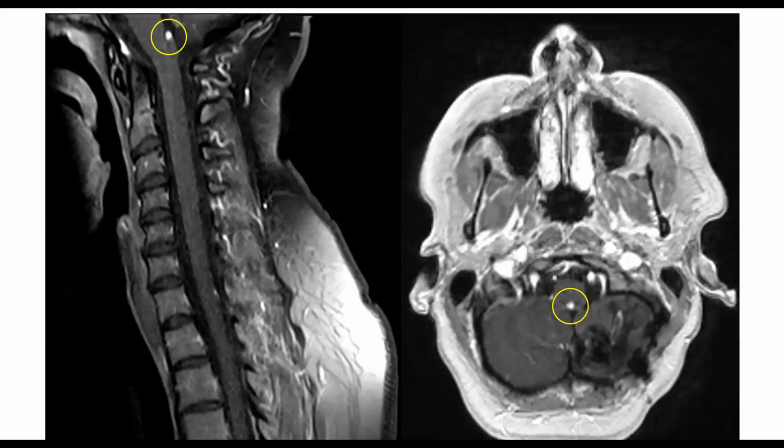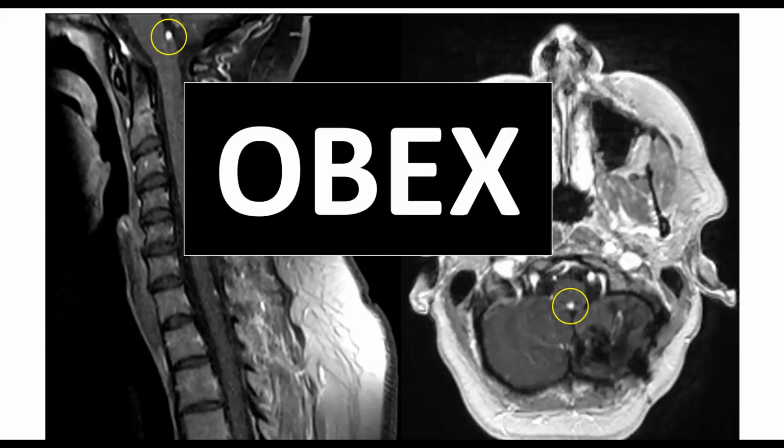Okay, the answer was nausea and vomiting. Question, why? Why nausea and vomiting? Give it a few seconds, think about it. All right, here we go. I've identified the lesion in sagittal and axial T1 with contrast. And why nausea and vomiting? And the answer is, the lesion is right at the obex.